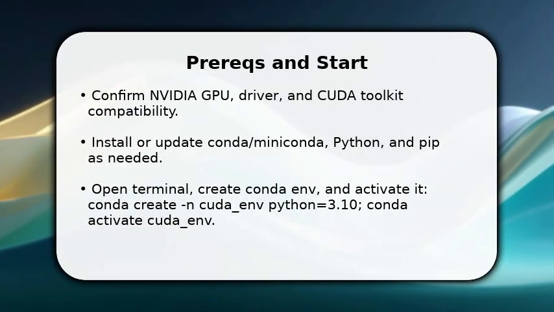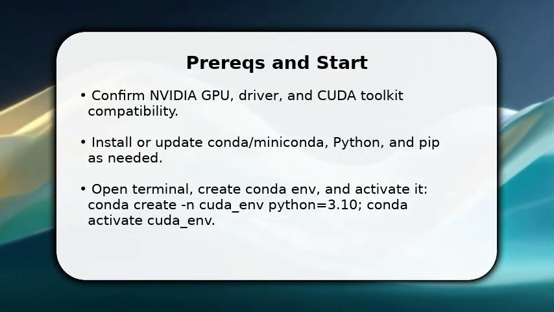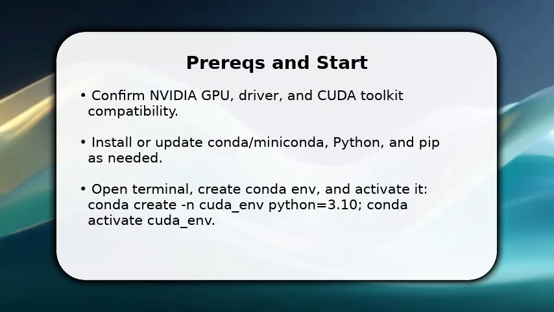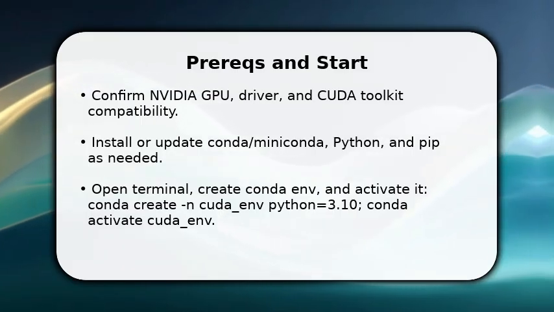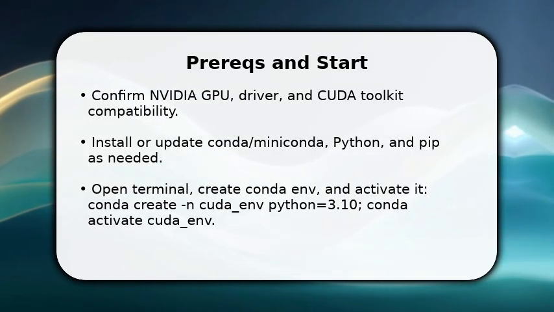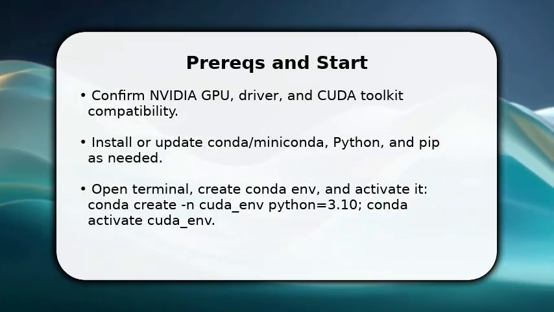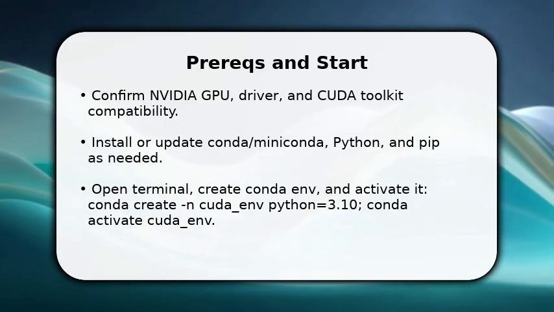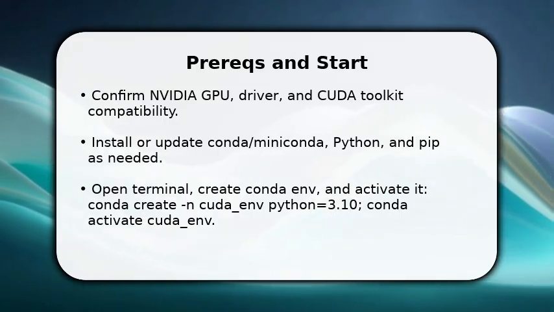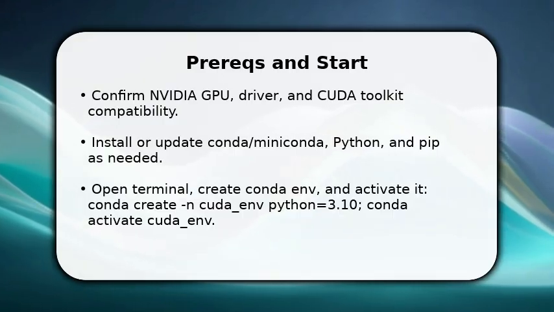You begin by verifying hardware and basic software so you don't waste time later. Check that your NVIDIA GPU supports the CUDA version you plan to install and update the NVIDIA driver first. Once done, create and activate a fresh Conda environment to isolate packages. This prevents conflicts with system Python.